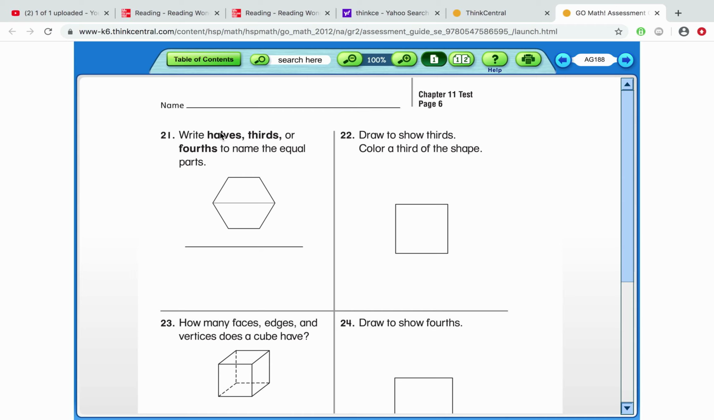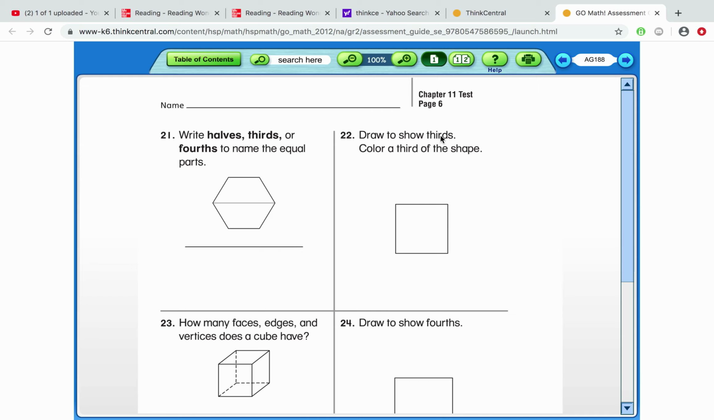All right, second grade, I hope you wrote halves. This is a hexagon divided into halves. There is now one trapezoid here and one trapezoid of equal size there. So halves is what should be on the blank next to 21.